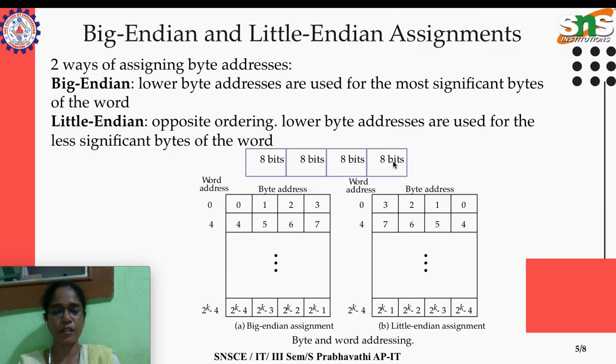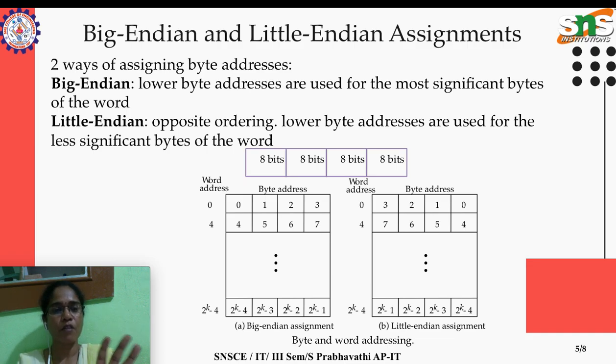Okay, so here the word length is 32 bit. Under the big Endian concept, the words are arranged so that the lower byte address is used as the most significant byte of the word. Lower address means 0, 1, 2, 3. So we need 4 byte addresses to represent a 32 bit word, is it not?